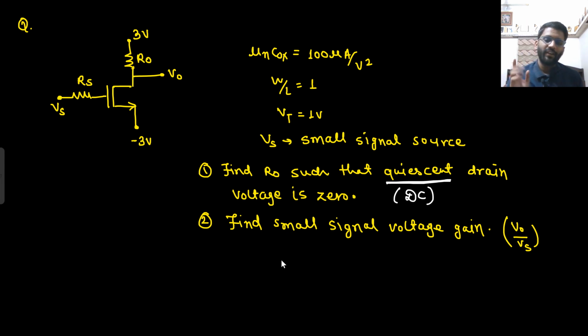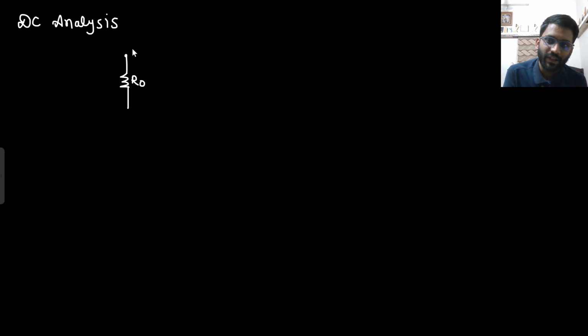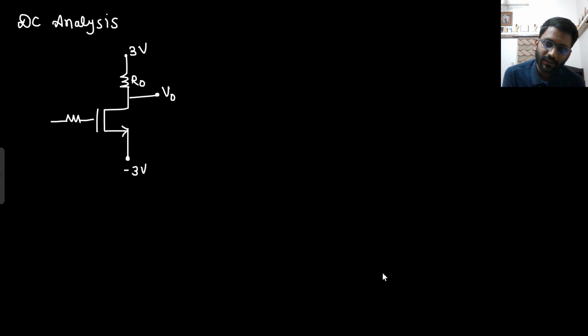So first you need to find the DC drain voltage. First we will do DC analysis. In DC analysis, I will not consider any AC source. I will only consider the DC source. So the DC source is 3 volt, which is connected to R0. R0 is simply an element, so it has nothing to do with DC or AC. Then I have this, which is minus 3 volt. This was our V0. And here I was having RS.